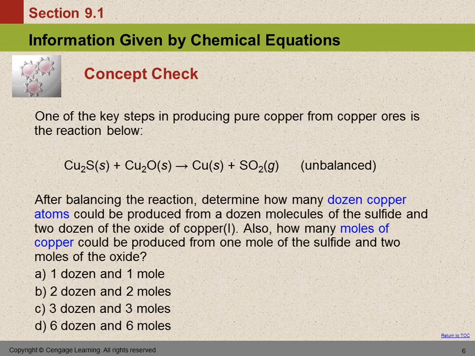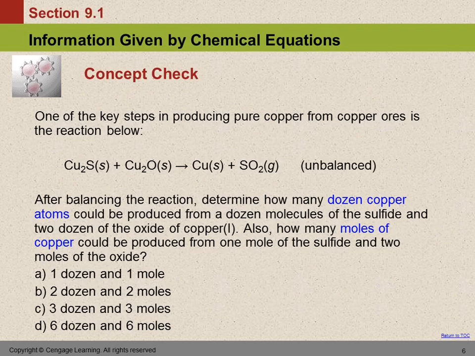So here's a concept check. One of the steps in producing copper from copper ore is this reaction: copper(I) sulfide plus copper(I) oxide gives copper metal and sulfur dioxide. It says in parentheses, this is unbalanced. After balancing the reaction, determine how many dozen copper atoms could be produced from a dozen molecules of the sulfide and 2 dozen of the oxide of copper. And then it also asks how many moles.